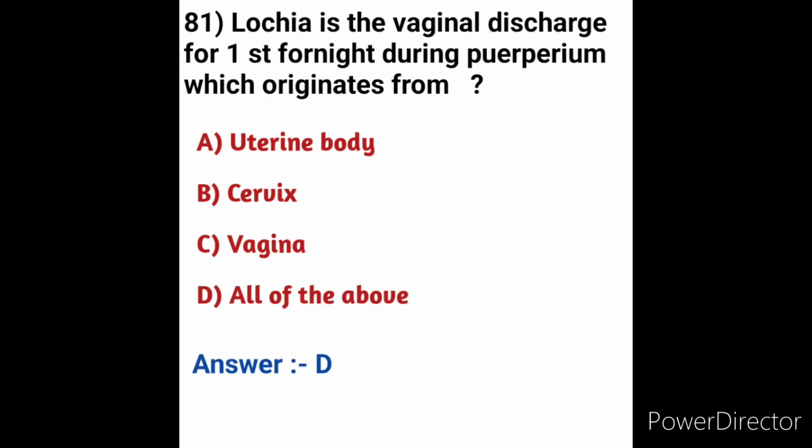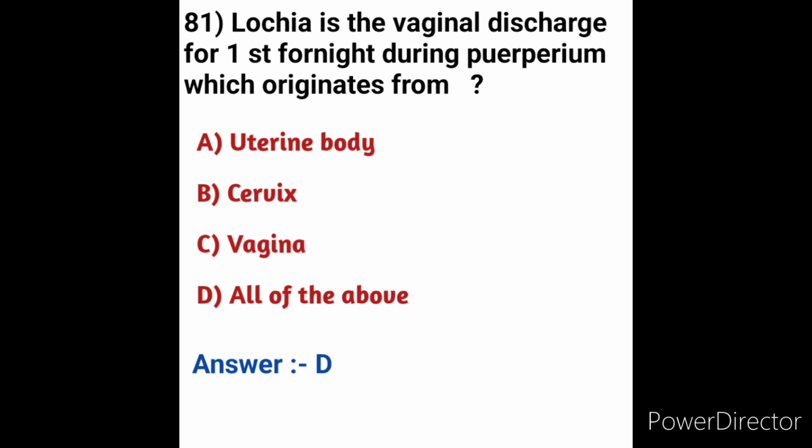Next, move on to question number 81. Lochia is the vaginal discharge for the first fortnight during puerperium, which originates from which of the following options? Option A, uterine body. Option B, cervix. Option C, vagina. And option D, all of the above.